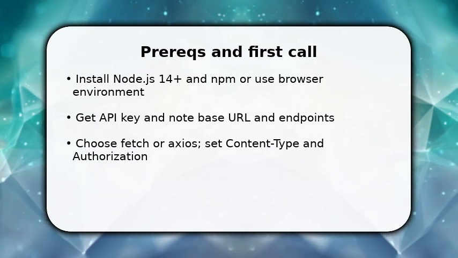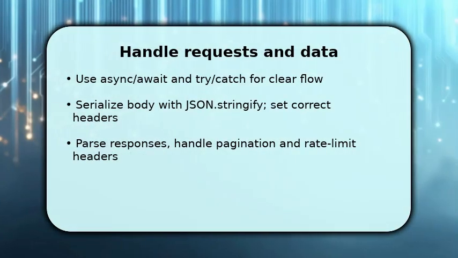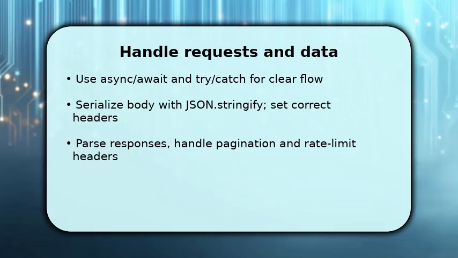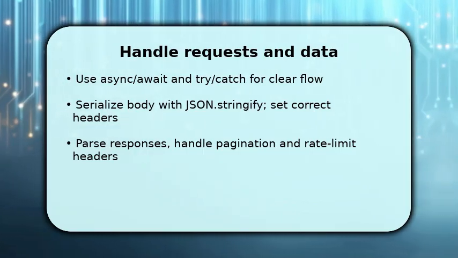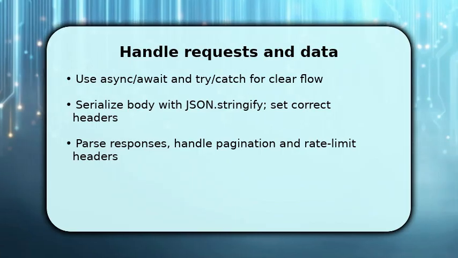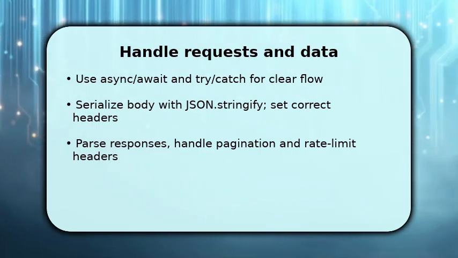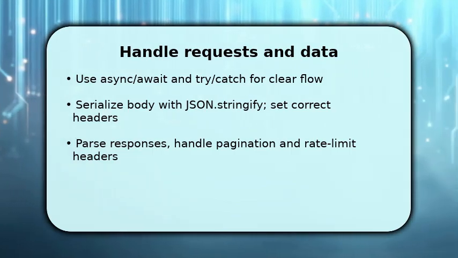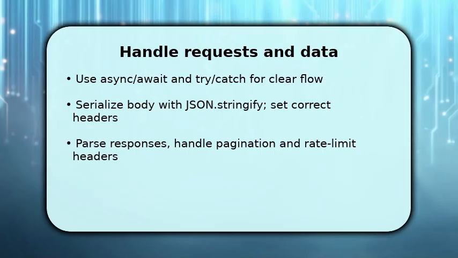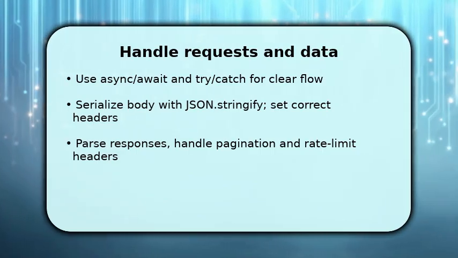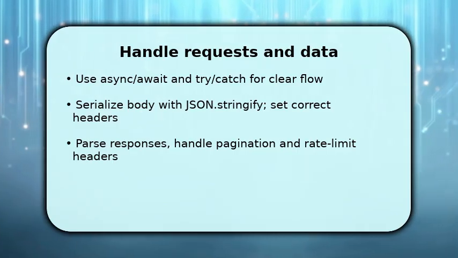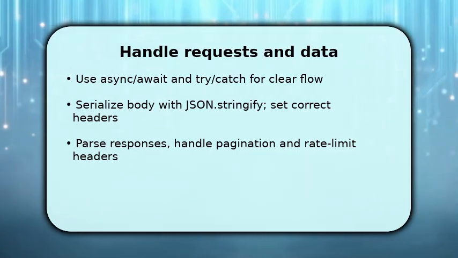Now you implement the core logic. Write an async function to POST or PUT using JSON bodies and proper headers. You want to stringify payloads and check the content type. If uploading files, switch to form data. Once the request is sent, inspect status codes and parse JSON, handling errors in a catch block. Also read pagination links or rate limit headers to decide retries. This structured middle step turns raw calls into reliable API interactions.